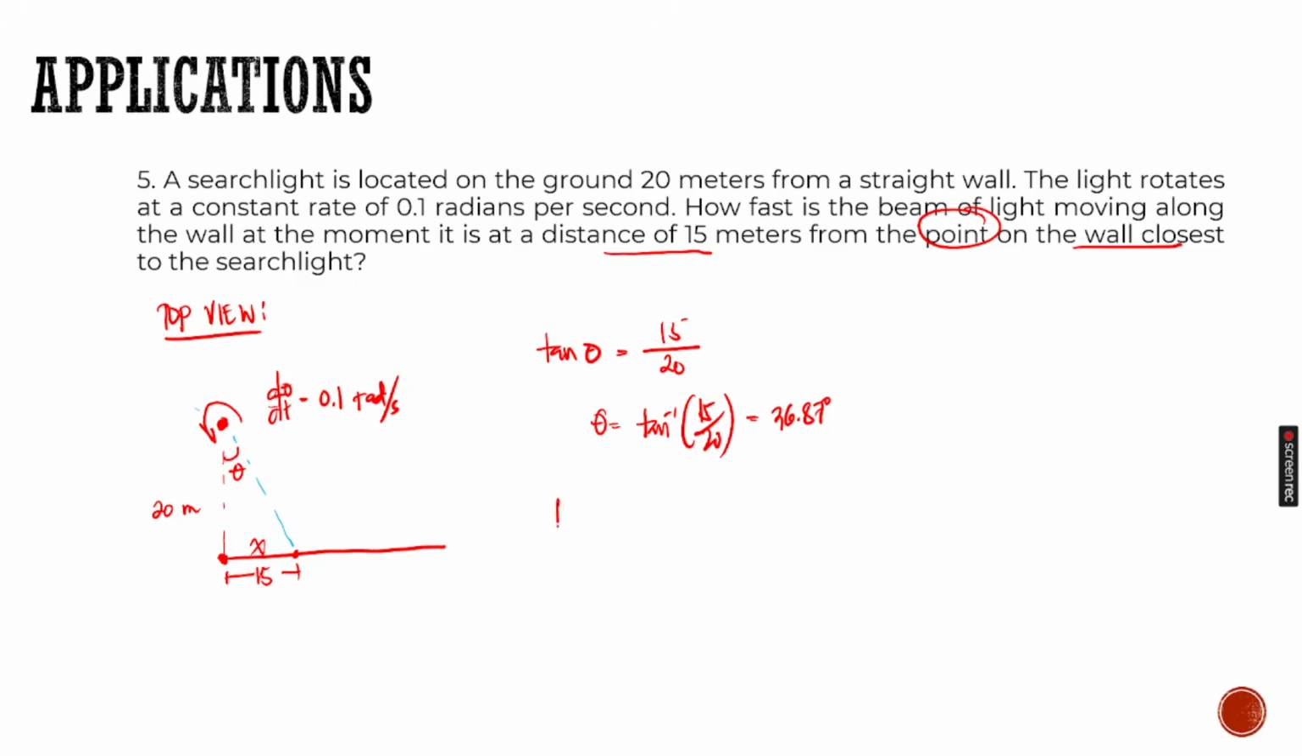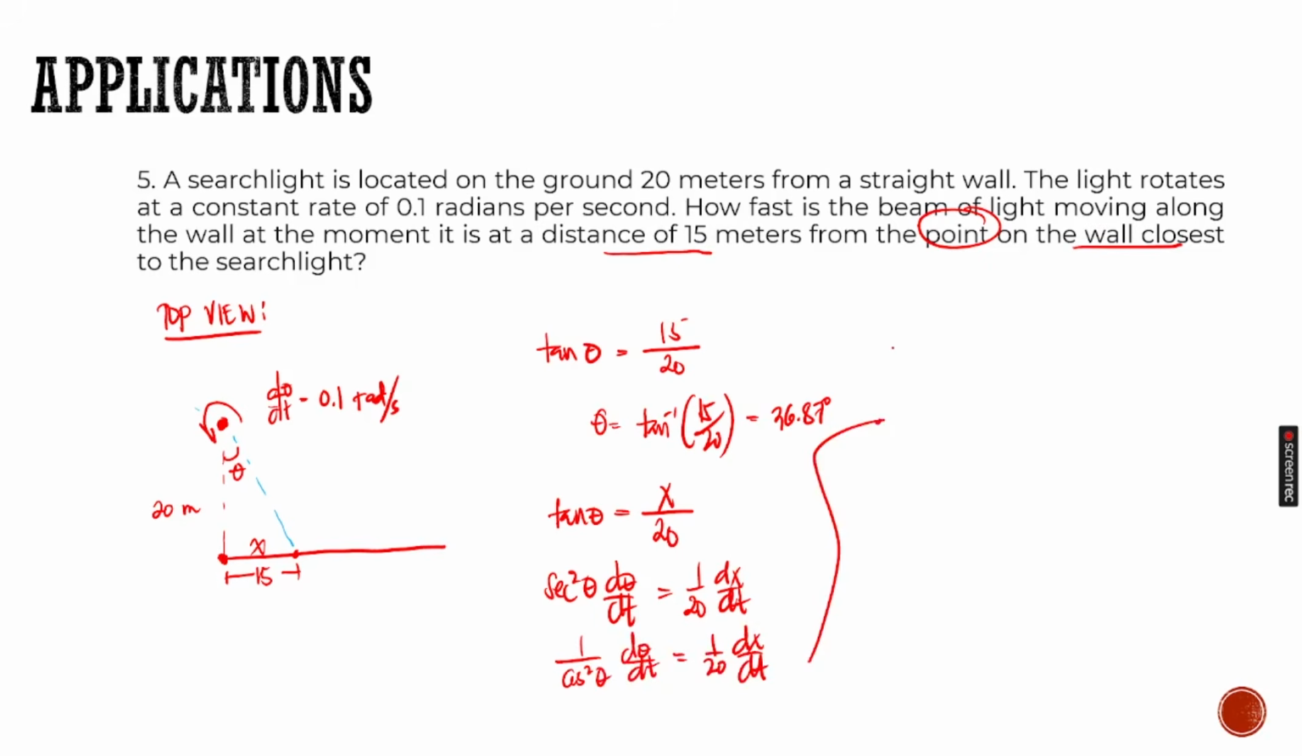So going back to tangent theta, in this case our 20 is constant. It does not change, only the value of x does. Therefore, the derivative is secant squared theta d theta over dt, equivalent to 1 over 20 dx over dt. Then secant squared theta is equivalent to 1 over cosine squared theta. From here, let's isolate dx over dt because we need to solve for that.